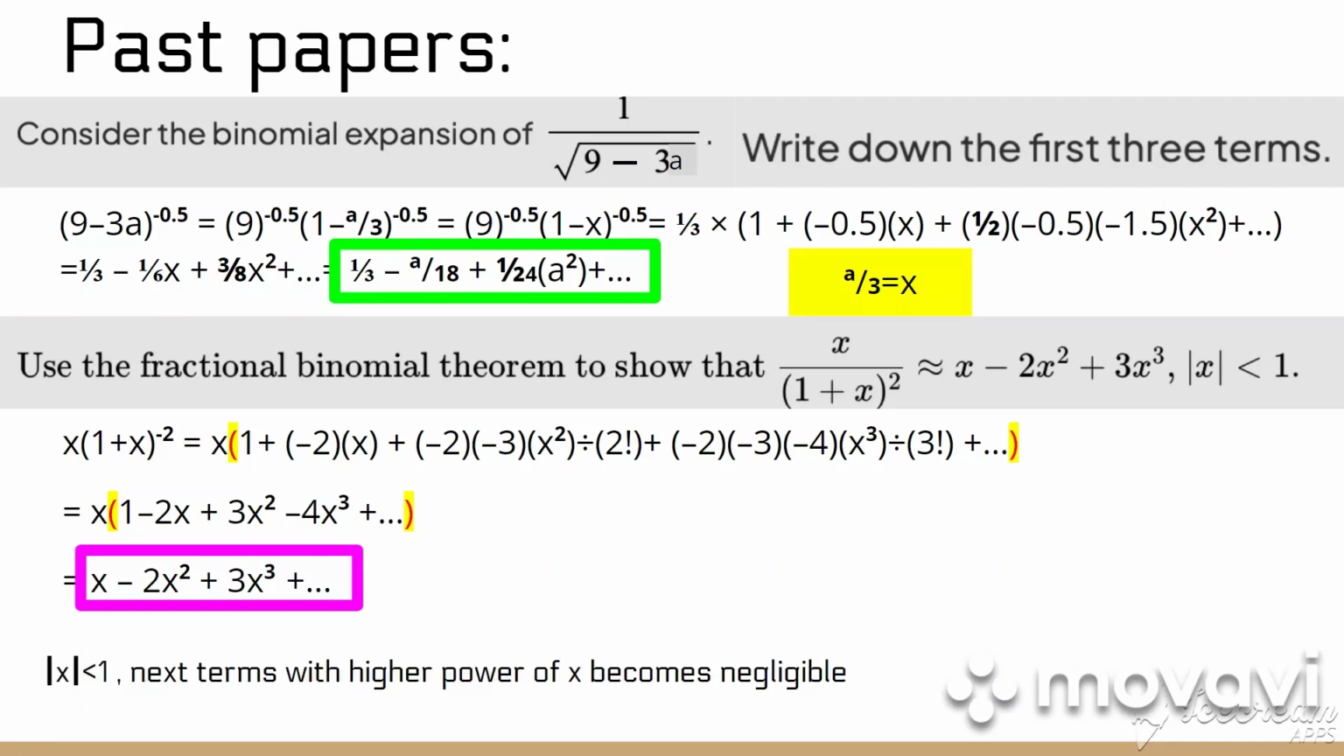And don't forget to show and explain that due to modulus of x being less than 1, the next terms with higher power of x become negligible, so that's why we only need first 3 terms. And that's why the task asks us to show first 3 terms.